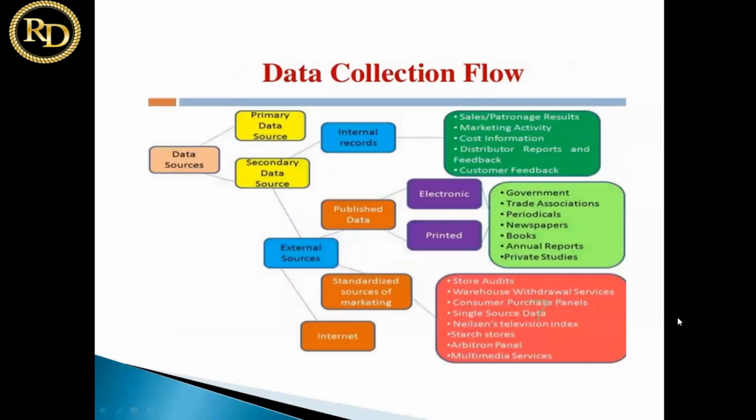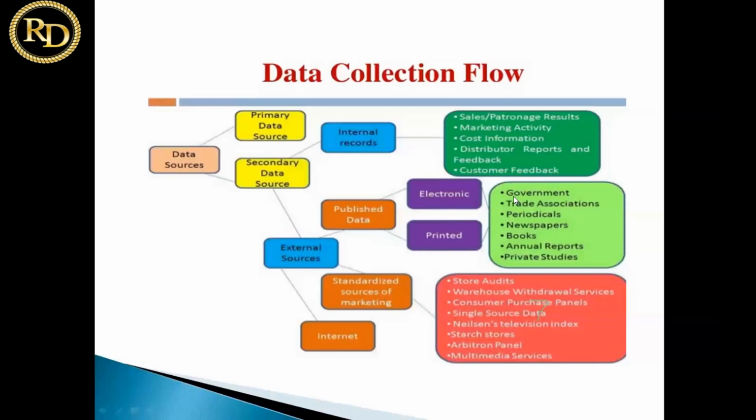Now this is a flow chart again for the data collection. You can see here, this is for the secondary data actually. So you can see here data sources primary, and now come to secondary, and secondary sources may be internal records, and in internal records may be sales and patronage results, marketing activities, cost information, distributor reports and feedback, audit reports, customer feedback. And now come to the external sources, maybe internet, maybe standardized source of marketing, maybe published data, maybe electronic, maybe printed.